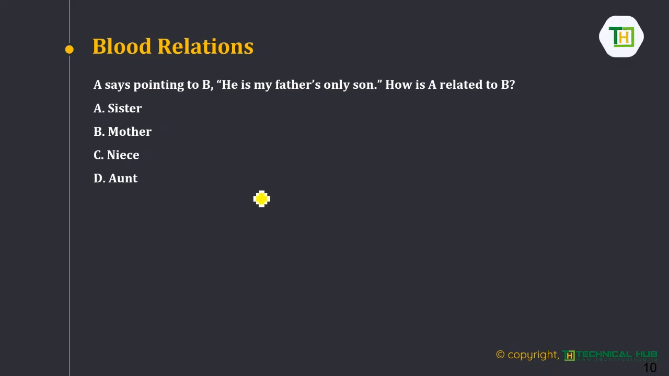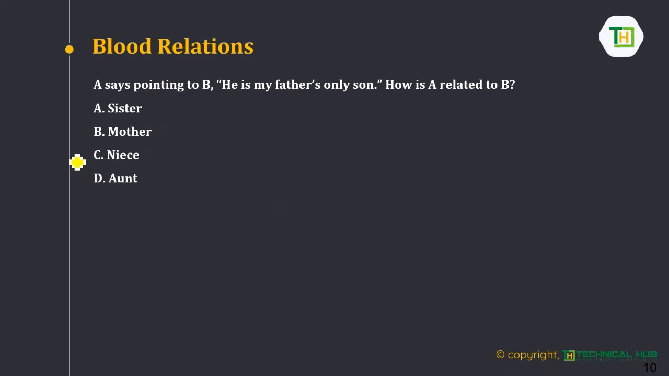Blood relations is classified into three types. One is direct blood relations: Rama is my brother, directly given. So direct blood relations, introducing blood relations, and symbol blood relations. This type of model is introducing blood relations. In DXC, two or three problems are asked from this type of model, introducing blood relations.